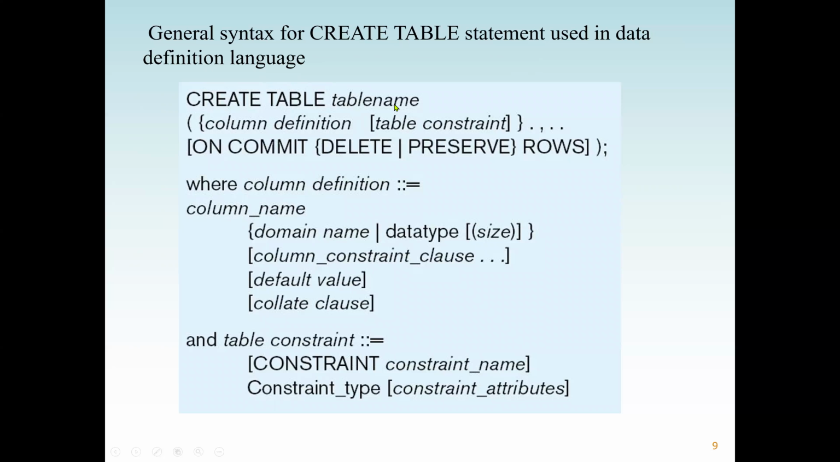Now, if I don't need a table, I want to delete it, then we can use delete also. So here we say where column definition equals column name. The column name, we have the domain name, data type, the column constraint clause. If there's a default value, we add it also. Now the main thing we want to know here again is the CREATE TABLE command. And it has the attributes, which will be the column name and the data type.